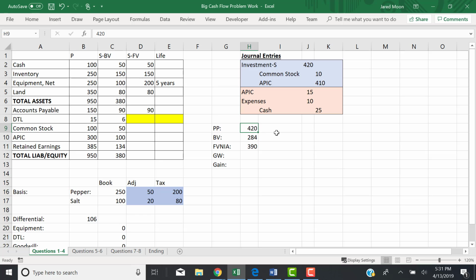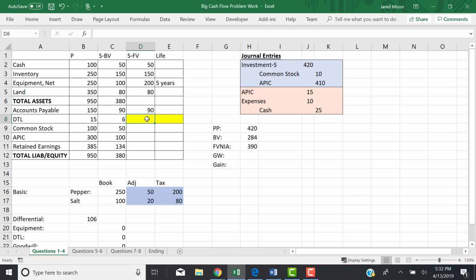So the purchase price is 420. Book value is 284. That's just summing up the assets minus the liabilities for their book value. And then the fair value of net identifiable assets is taking all of the fair value of the assets themselves minus the fair value of the liabilities. Now this is a problem. We don't know what the deferred tax liability is.